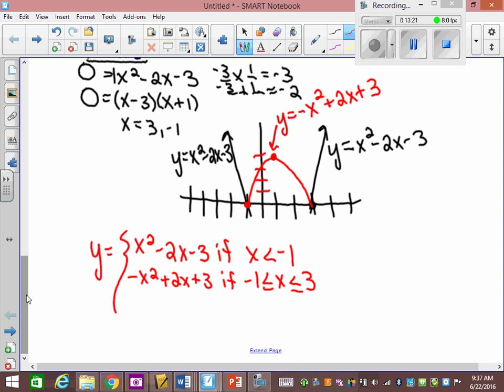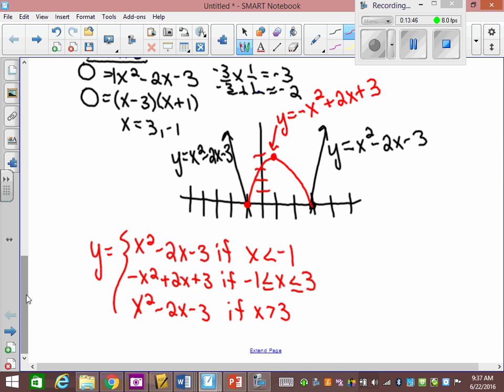And these ones I put the equal to's on. So you can either put the equals on the middle ones or the equals on the two outside ones, but I always like putting it on the middle. You can't put it on all of them. And then x squared minus 2x minus 3 comes back, because that's this arm, if x is greater than 3. That's all piecewise functions are.